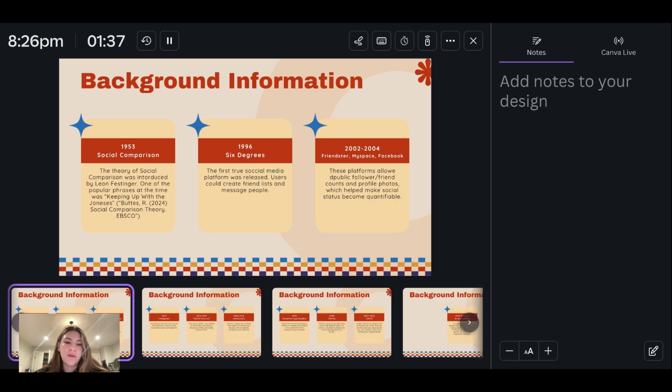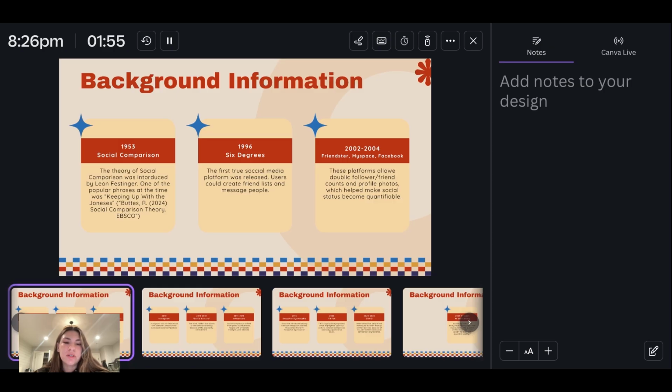In 1997, the first true social media platform was released called 6 Degrees. 6 Degrees allowed users to create friend lists and message people. Users could see their connections to any other user, allowing them to map their social network. This made it possible for people's online identities to be visible and comparable.